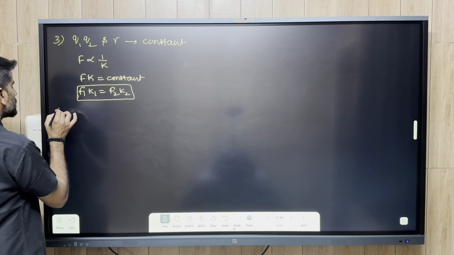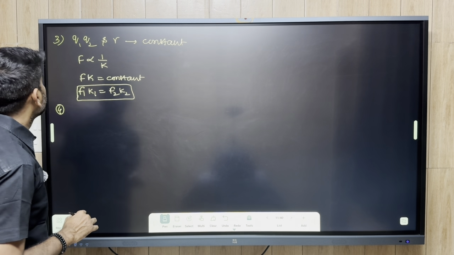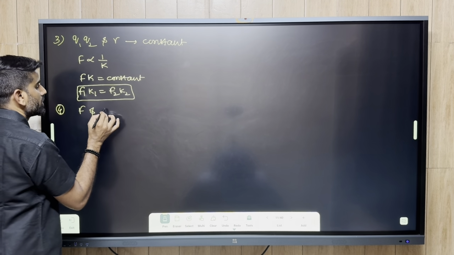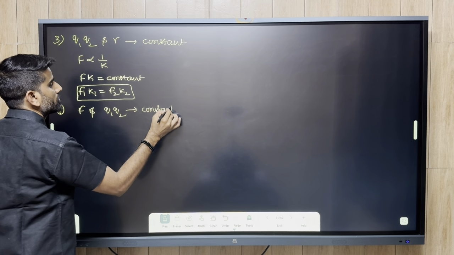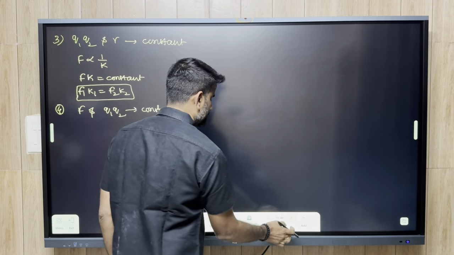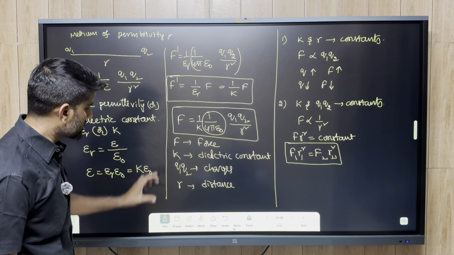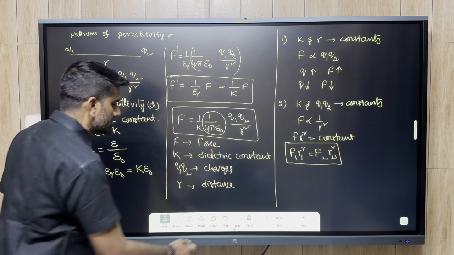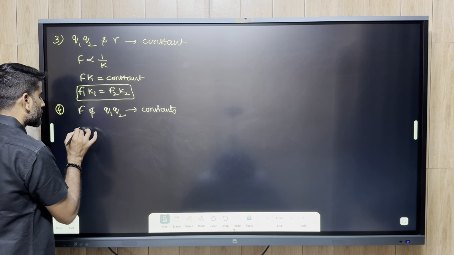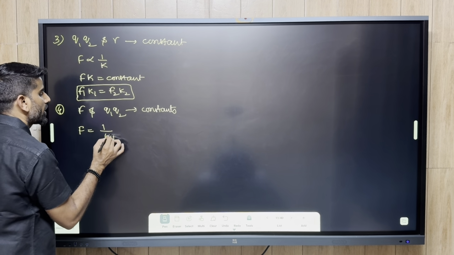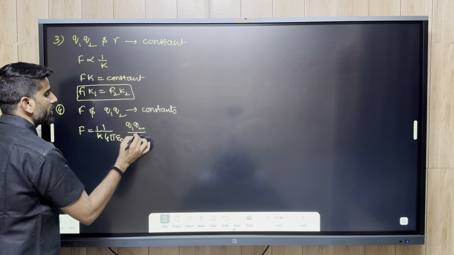Okay, now if I go to the fourth case, let's just say we keep the force and Q1, Q2 as constants. Now I can define the relation between R and K. As we have the formula, F is equal to 1 by 4 pi epsilon naught, 1 by K, times Q1 Q2 by R square.